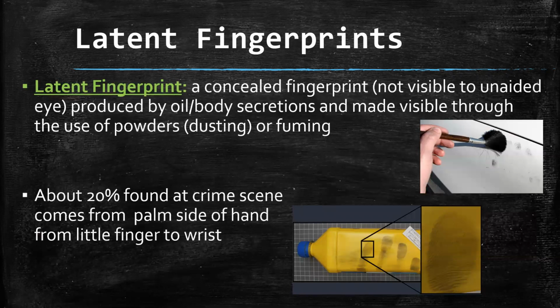So about 20% of the fingerprints, if you will, that are found at a crime scene actually come from the palm side of the hand, the little finger to the wrist. So look at your hand, your pinky finger down to where your wrist bends, the very left side of that. That's because think about when you're sitting. If you put your hands on your desk right now, that's the side of your hands that's touching everything.